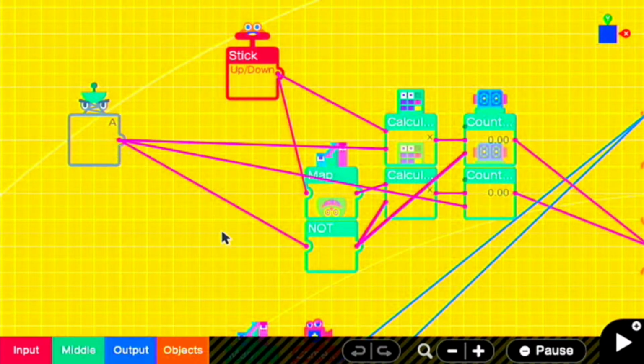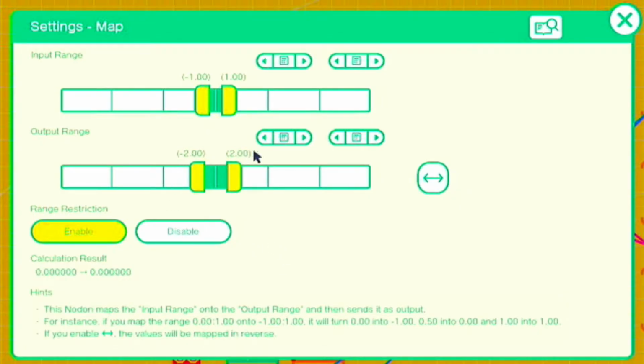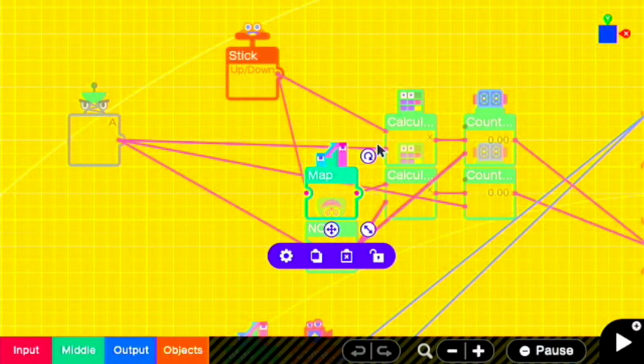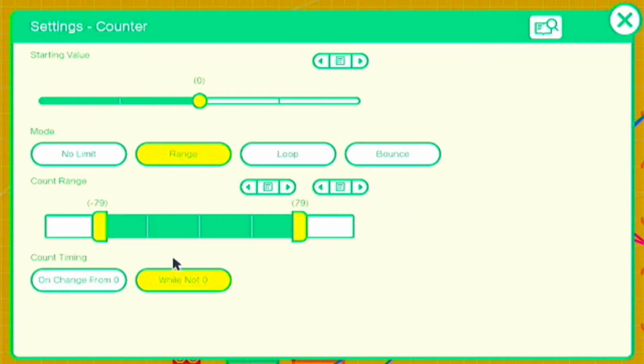vertical, it's actually a tiny bit more complicated. So we have those connections there. That connection to that. And this map nodon has range 2. And make sure that's on counting down. Both of them are meant to be on counting down.